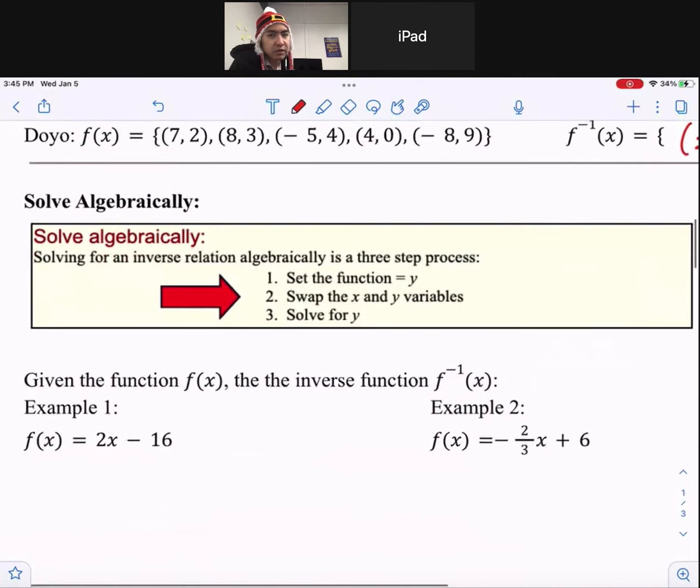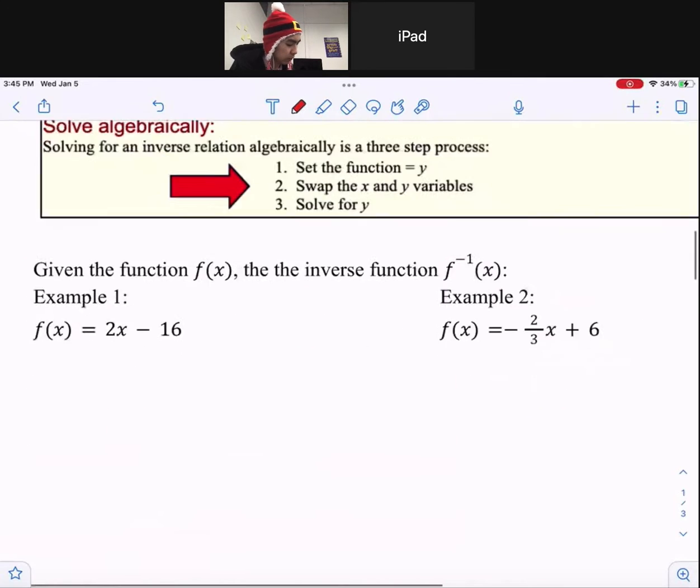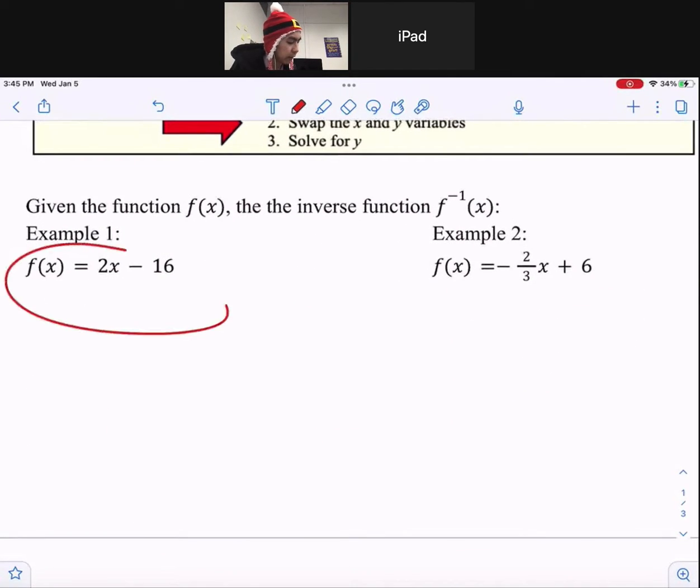Here's the next method, solving for inverse functions algebraically. Solving for an inverse relation algebraically is a three-step process. You first set the function equal to y, you swap the x and y variables, and then you solve for y. So, for example, let's find the inverse function of this given function. Set it equal to y, you guys. That's step number 1. Switch the x and y variables, and then from here, you just solve for y.